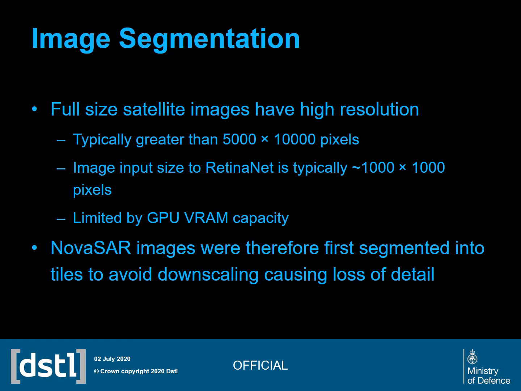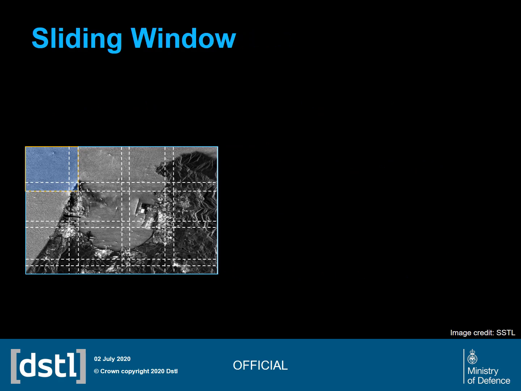As mentioned, due to the large sizes of the NovaSAR images, it was first necessary to segment them into tiles in order to avoid downscaling and therefore a significant loss of detail in the images, potentially resulting in reduced detections. This shows the process that was used to segment the images.